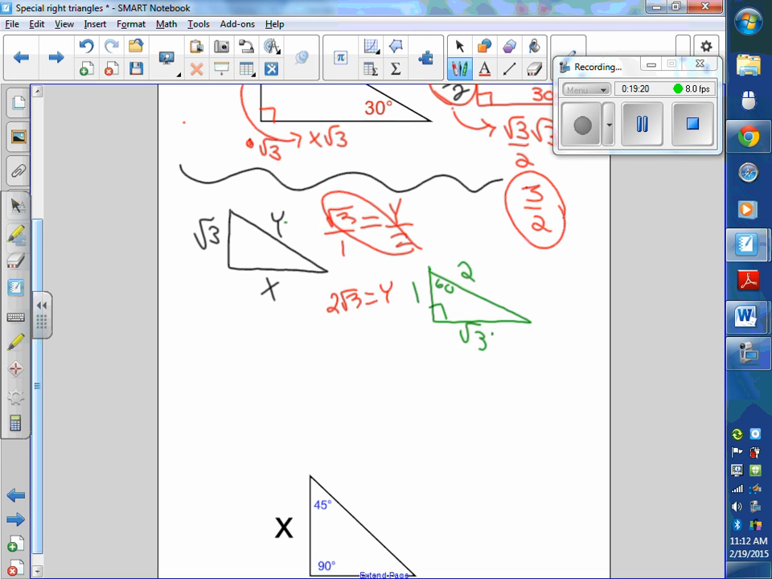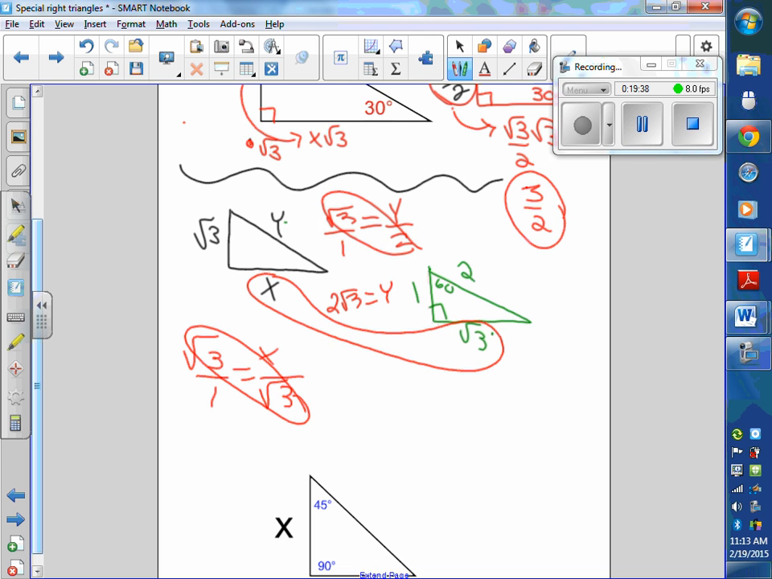And you could also say root 3 compares to 1 as x compares to what? To root 3, right? So cross multiply, and you get x equals 3, which is what we just got doing the shortcuts. Okay?